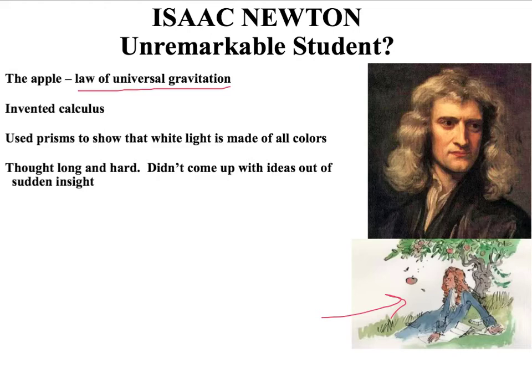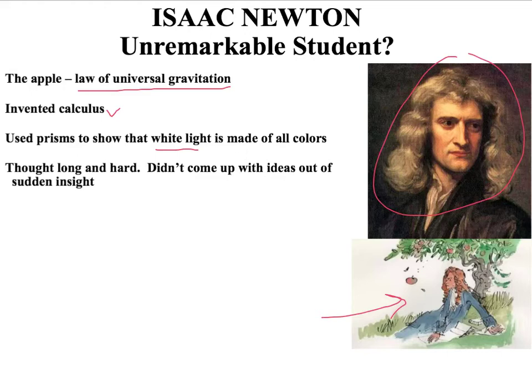Another thing we know about Newton is that he was a stud. Look at this guy. He's a handsome fella, just like most scientists. Also, in addition to the law of universal gravitation, Newton is credited with kind of inventing calculus to some degree. And also he used prisms to show that white light is actually made up of a rainbow of colors called the visible spectrum.